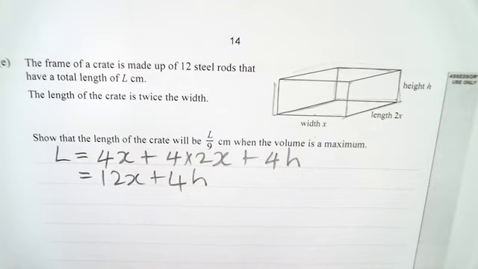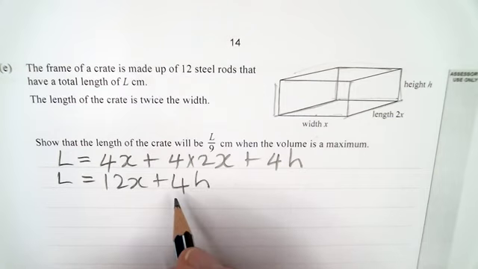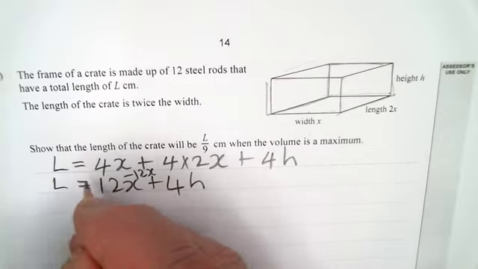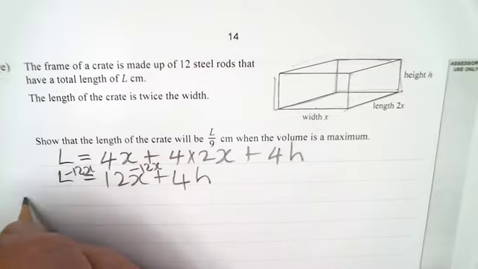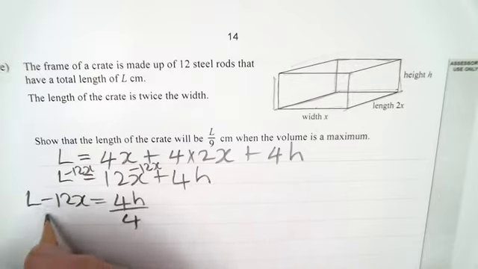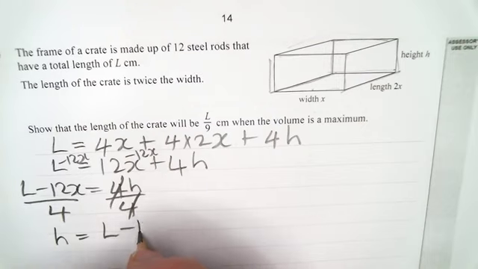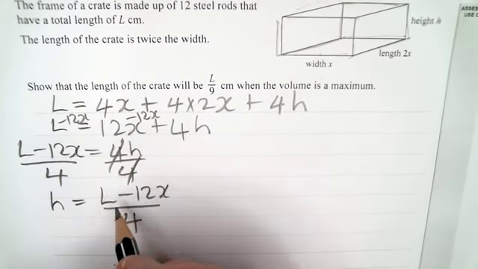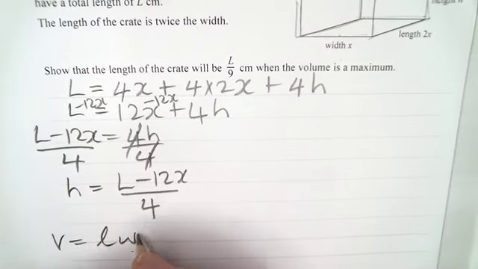And what we want to do now is put that in terms of h. So L, I'm going to subtract some bits here. Let's subtract 12x from both sides, because I want to put this in terms of h just for a moment. So I've got L minus 12x is equal to 4h, and if I divide both sides by 4, I get h is equal to (L minus 12x) on 4. And the reason I want to do that is because I want to come up with an equation for the volume. And the volume, of course, is equal to length times width times height.